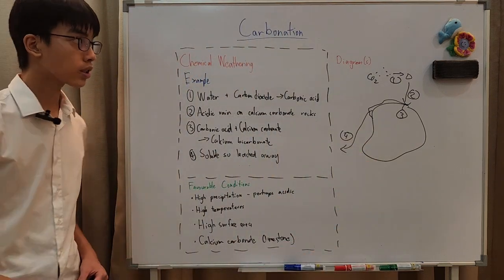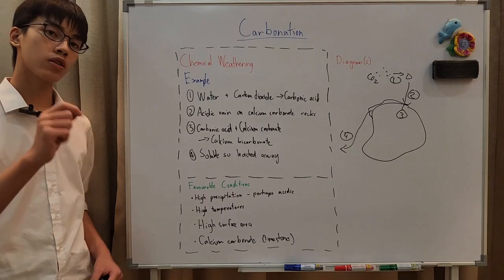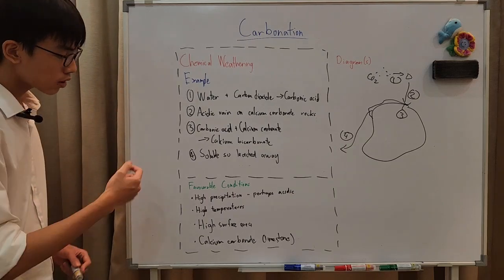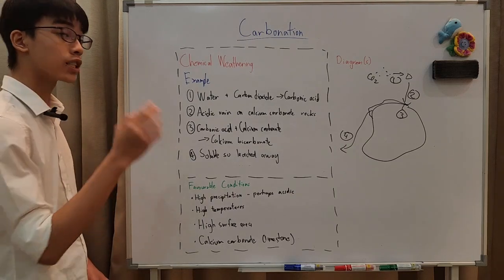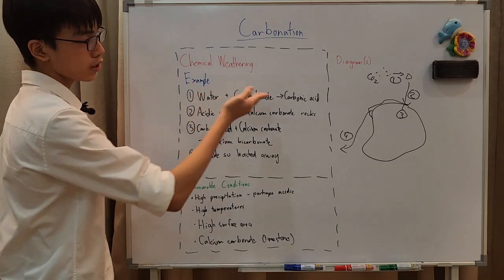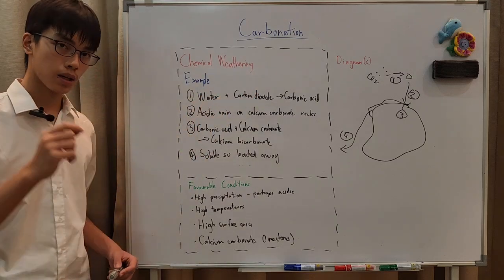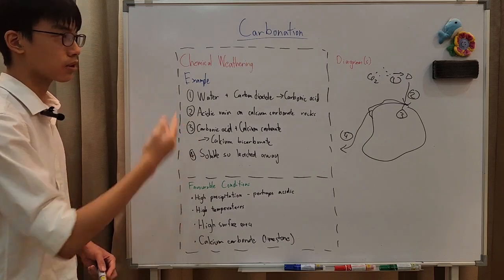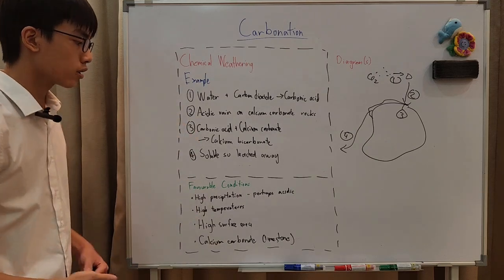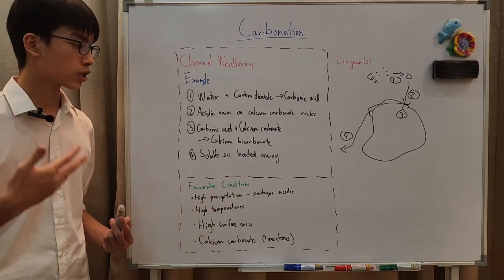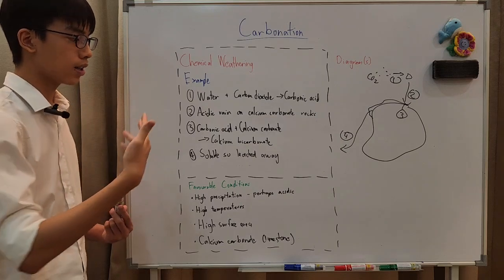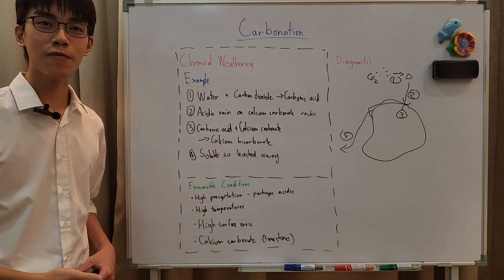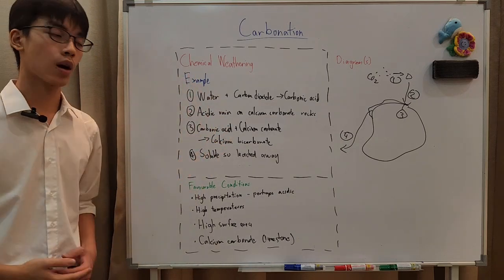So here are the favorable conditions for carbonation. What increases the rate of carbonation? First thing is high precipitation, especially acidic rain, because as you can see here, carbonic acid is one of the reactants and also product of the types of the carbonation process. So the more rain you have, the more chance of acidic reaction you have, and therefore the higher the rate of carbonation.